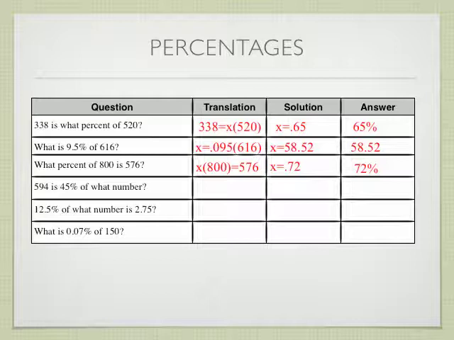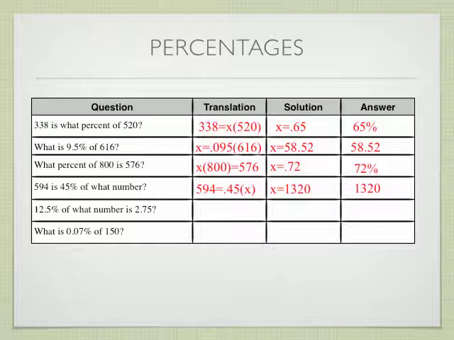594, now I want you to pause the slides and do these next ones on your own. Okay, now that you've got them done, 594 equals 45%. I have to change it to a decimal, so it's 0.45. Percent of means multiply. What number means a variable. So I have 594 equals 0.45 of what number, times x. Divide both sides by 0.45 and I get 1320. I was just looking for a number, so 1320 is my number.